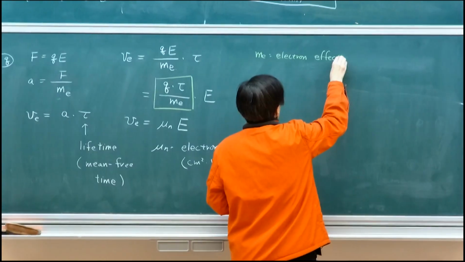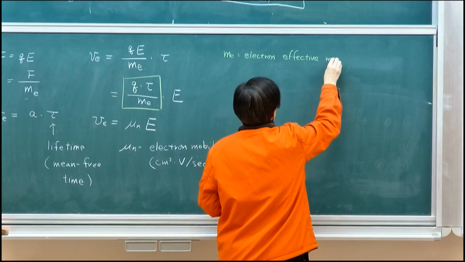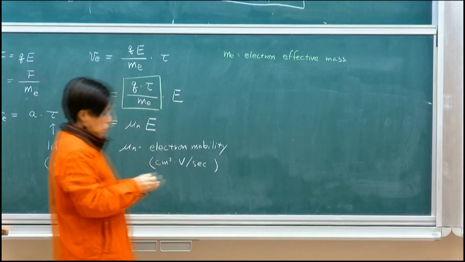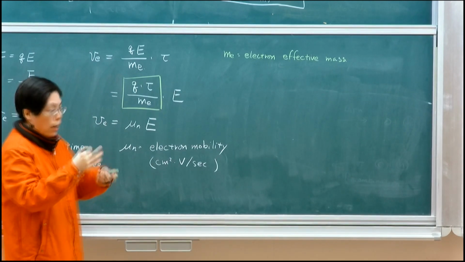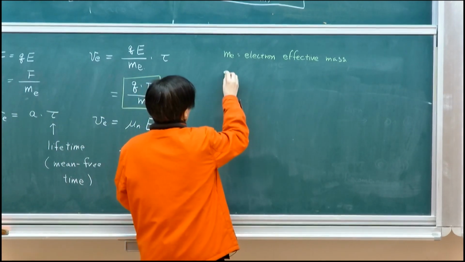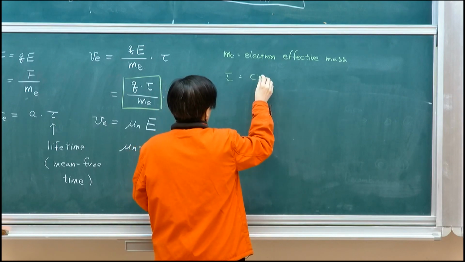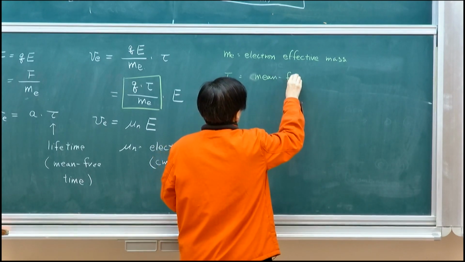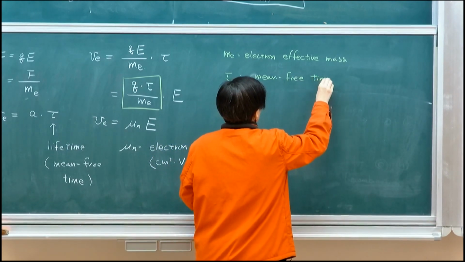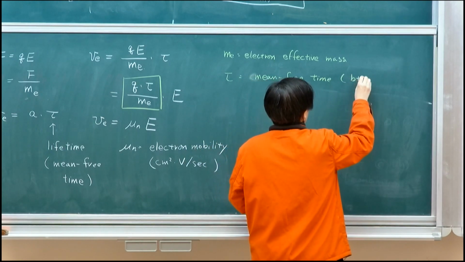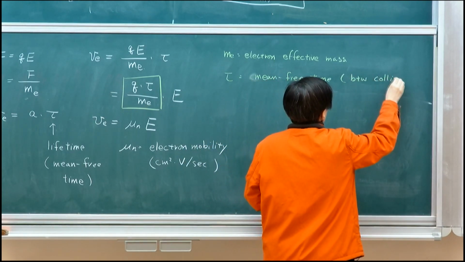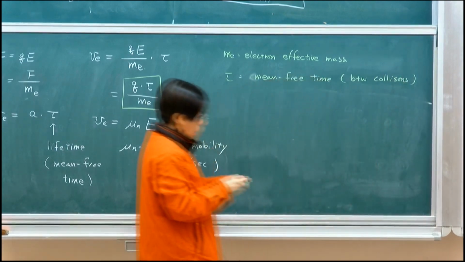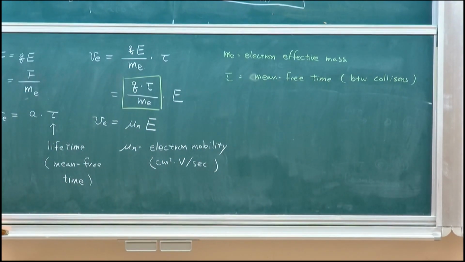Typically referred to as effective mass, because its mass is not the mass in free space, because of its movement inside the crystal. And tau is the lifetime. I'm just going to use mean free time, specifically between collisions. So how long does it move freely before it hits another thing? So this will then be determined by what?